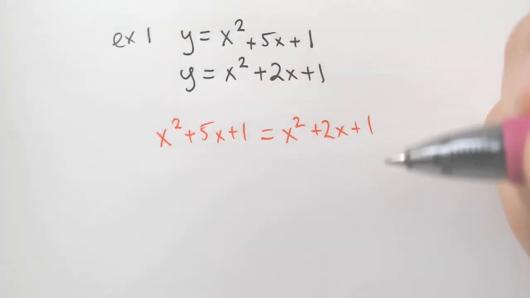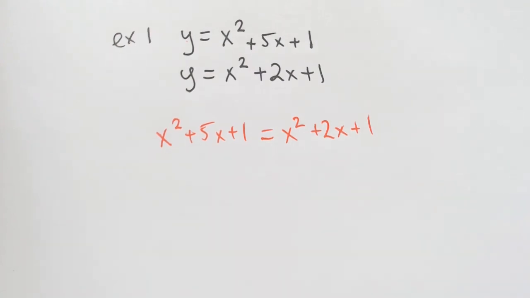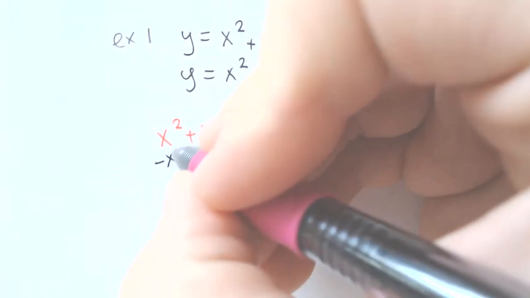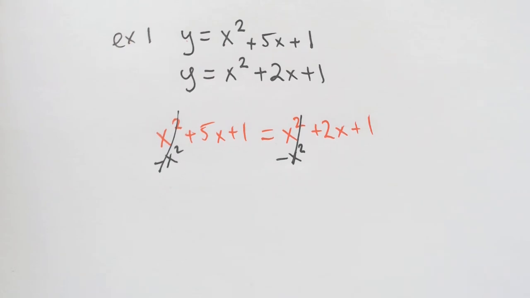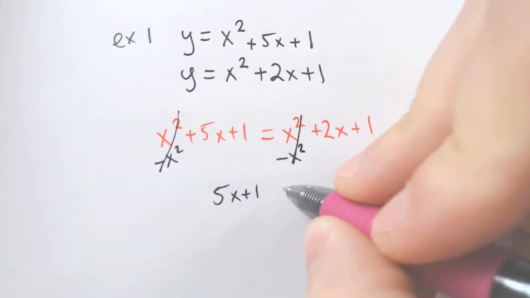The first thing you need to do is recognize that if you have an x squared and an x, you should start trying to set things equal to 0. If you subtract x squared from this side and from this side, it actually cancels, which is good news for you, because that means this problem is going to be a lot easier than it previously could have been.